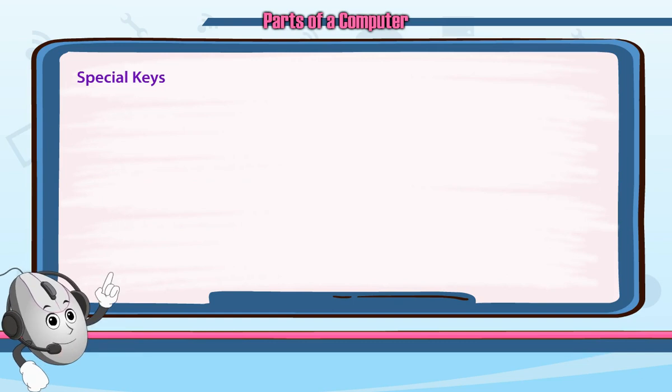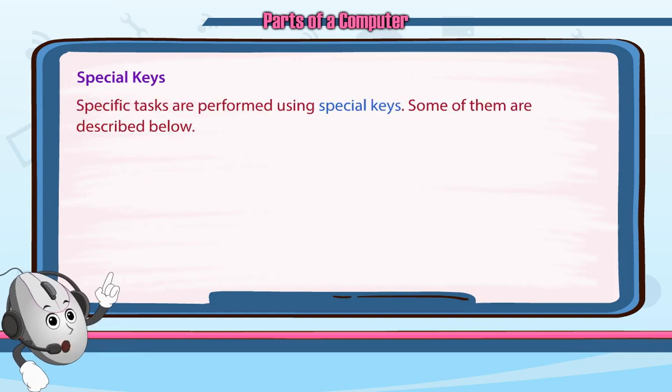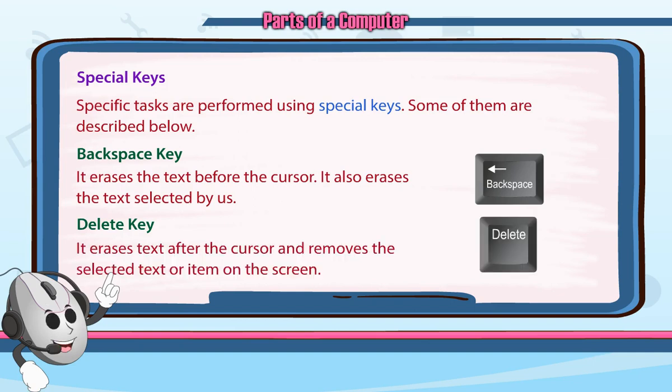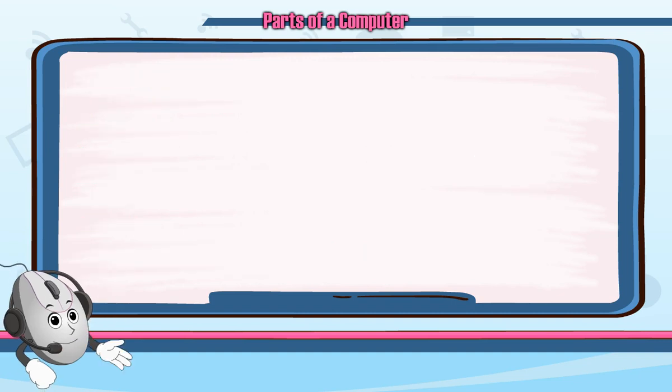Special keys. Specific tasks are performed using special keys. Some of them are described below. Backspace key. It erases the text before the cursor. It also erases the text selected by us. Delete key. It erases text after the cursor and removes the selected text or item on the screen.